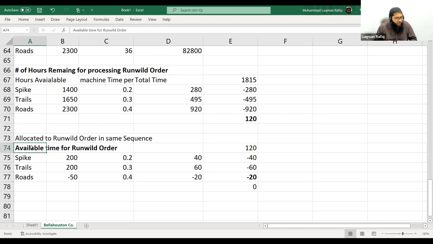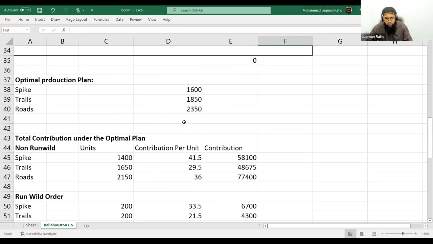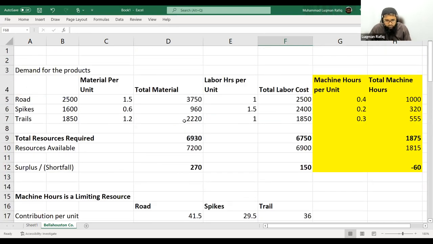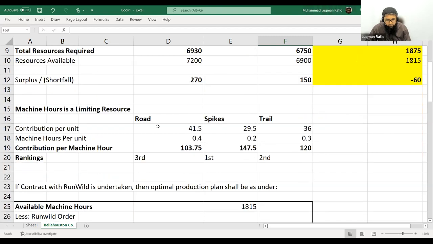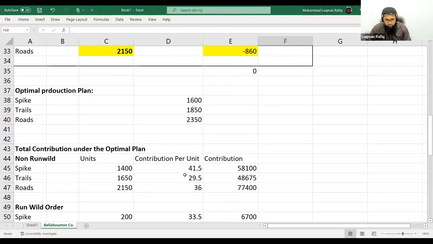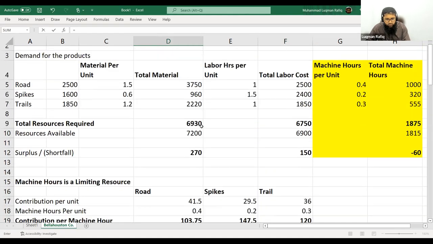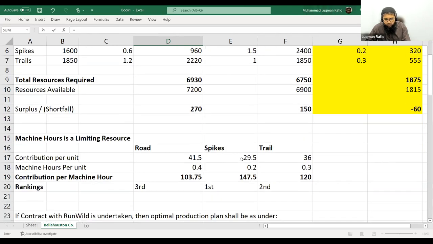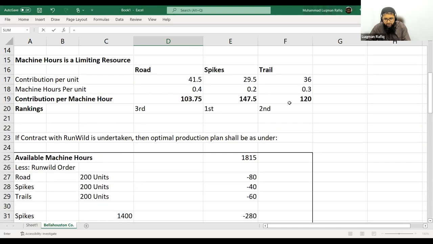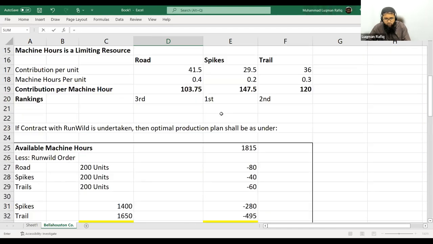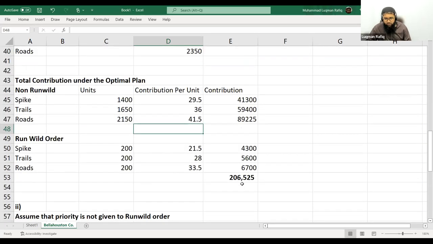We would be doing the normal production. Now, if we are going to be doing the normal production, we need to establish what is going to be the total contribution that we are going to be earning. Contribution per unit. Total contribution. Let me just see. Earlier also we have made an error. The contribution per unit for the spike was 29.5. For the trails, it was 36. And for the roads, it was 41.5. So our earlier contribution was this.